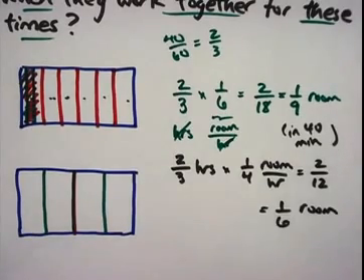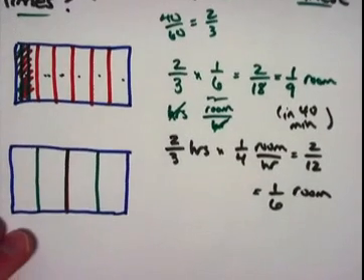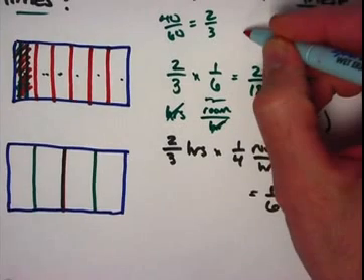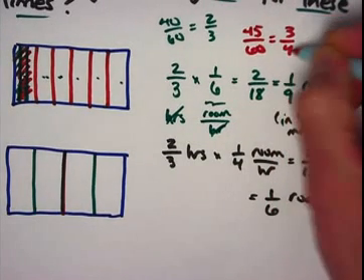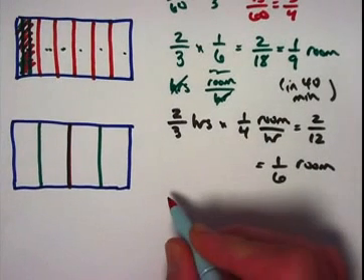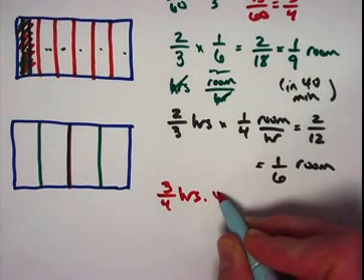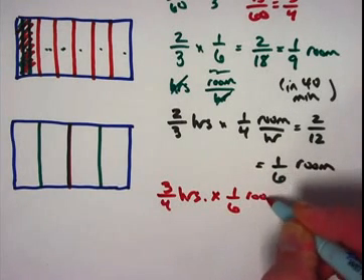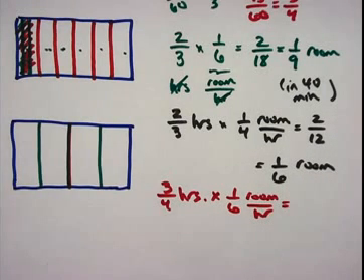How about if they work for 45 minutes? That was another question up here. 45 minutes is 45 over 60 of an hour, and that's equivalent to 3/4. So we would take 3/4 hours times their painting rate, Greg again being 1/6 of a room per hour. Take a second to do that calculation on your own. Maybe pause the video. All right, are you back?